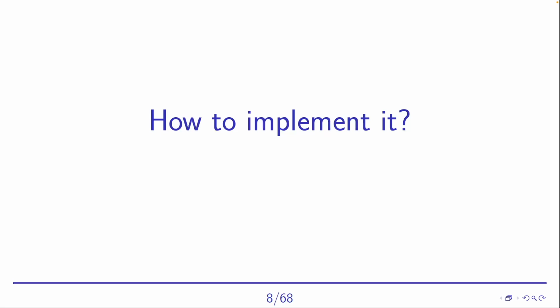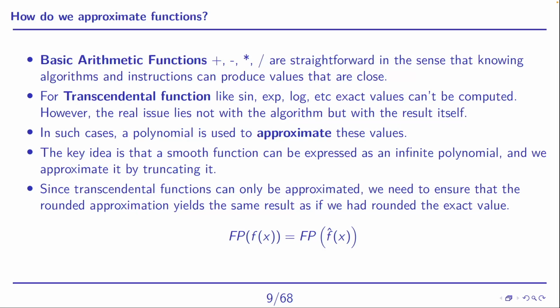So now we have all the ingredients, and we go on to implement our function. I want you to consider for a second that we have the elementary functions, and then we have the basic arithmetic functions and transcendental functions underneath. When we think about the basic arithmetic functions, addition, subtraction, multiplication, and division, you can probably come up with a finite step algorithm that is going to give you a very good result. And it's pretty straightforward.